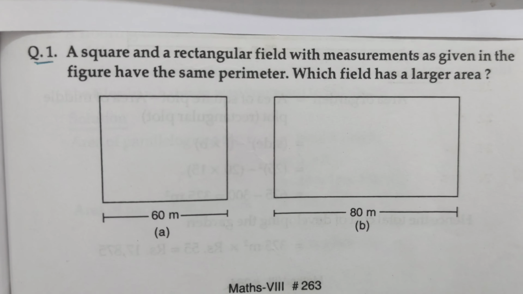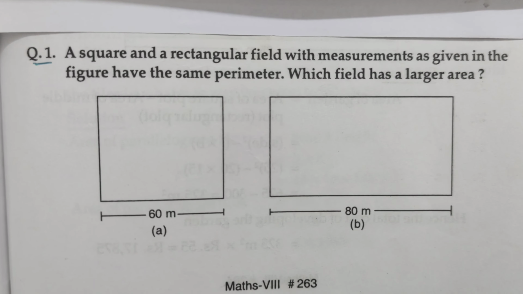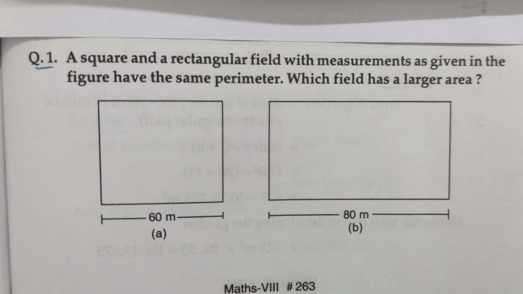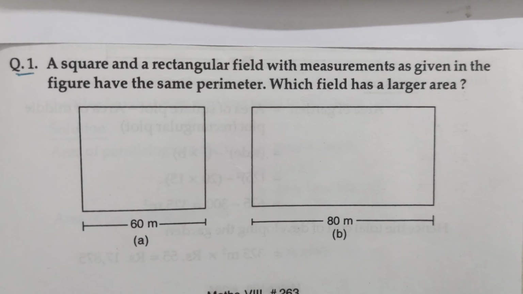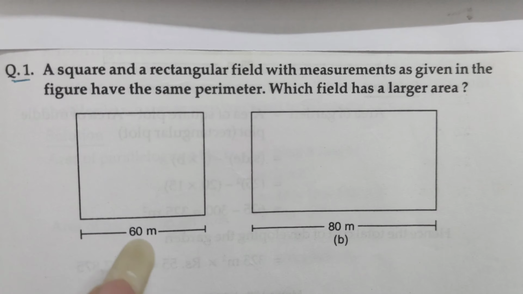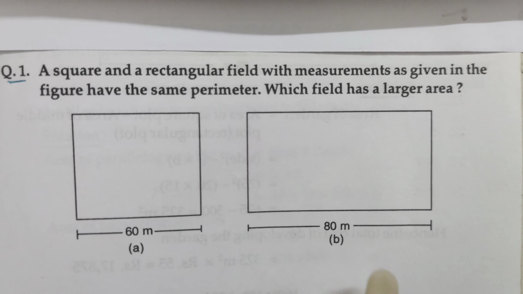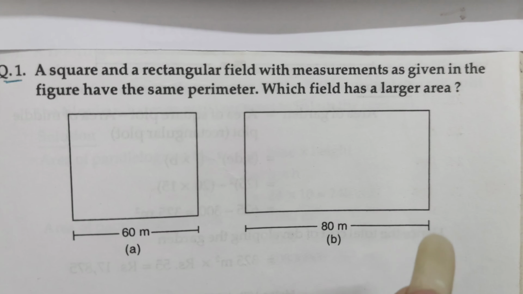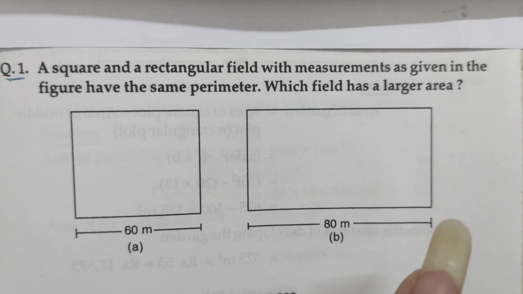Question 1. A square and a rectangular field with the measurements as given in the figure have the same perimeter. Which field has a larger area? So the square has side of 60 meter and the rectangle has a length of 80 meter. So which field has a larger area?